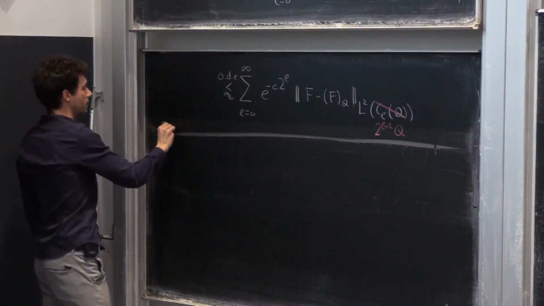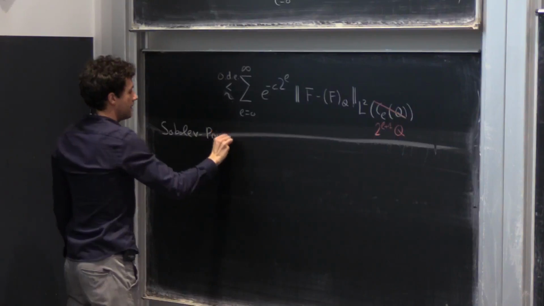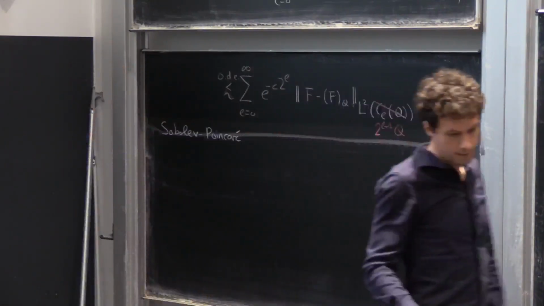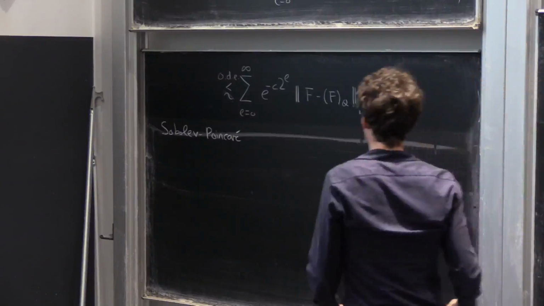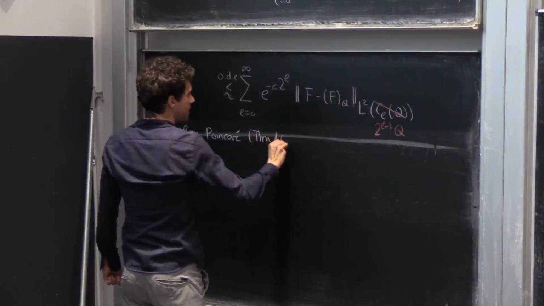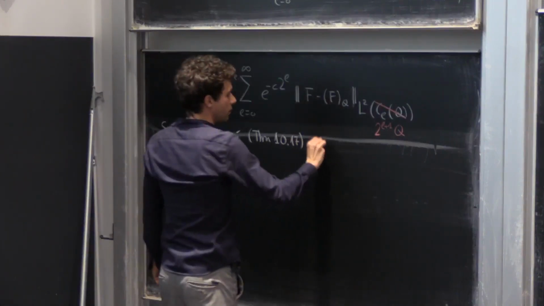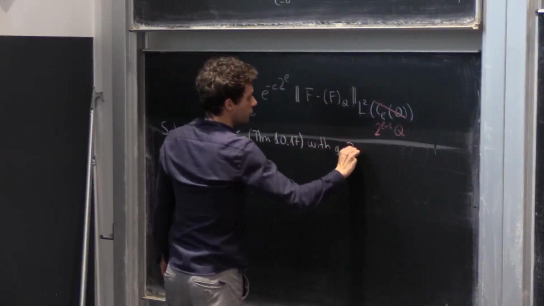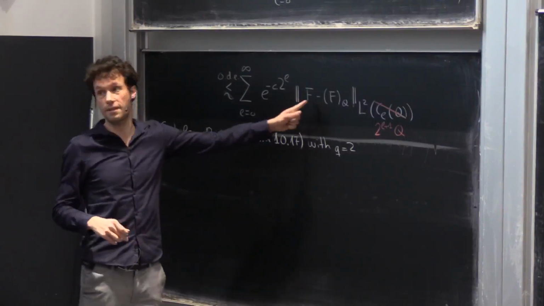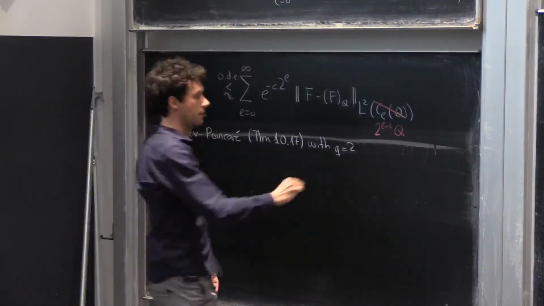Okay, so short break in the estimate. What number was Sobolev-Poincare? Sobolev-Poincare theorem 10.17. I'm going to use it, of course, with exponent 2 on both sides, and I'm going to use it because f is a vector-valued function. I use it component-wise, which is just totally fine.